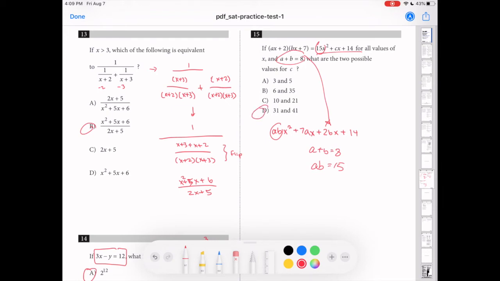If you just plug in 3 and 5 into this equation, so let's just have a 3 here and a 5 here. So that'll get 21x plus 10x is 31. So that's one possibility. If you do 5 here and 3 here to get c, the middle value there, you would get 35x plus 6x equals 41. There's your two choices.